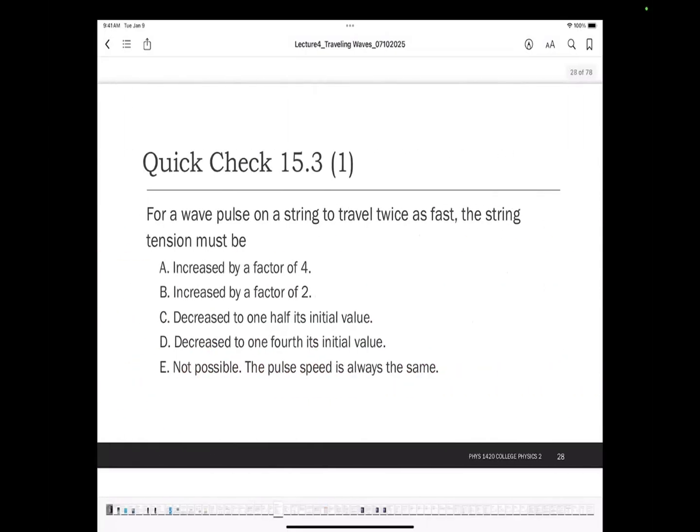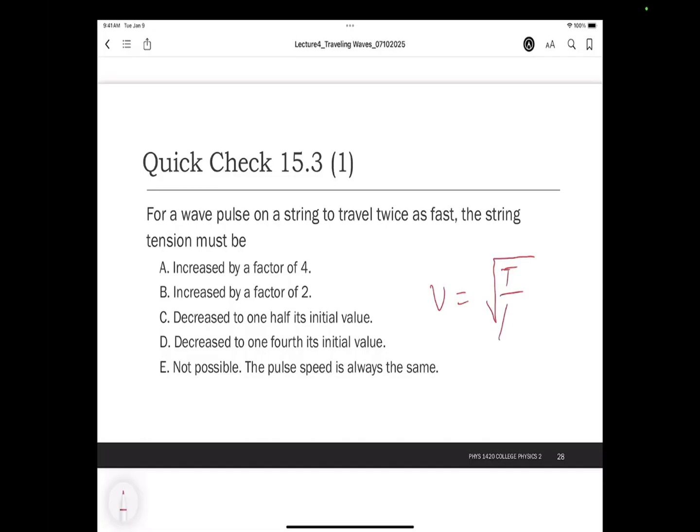Okay, let's see the other one. For a wave pulse on a string to travel twice as fast, the string tension should be what? Let's write v equals the square root of T over mu. This is tension, and this is linear density. We want the wave pulse to travel twice as fast, which means we need 2v, where now it is v.